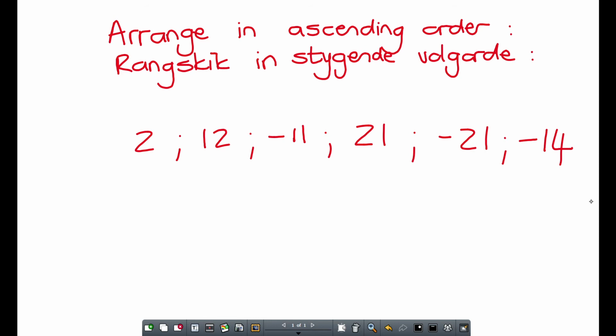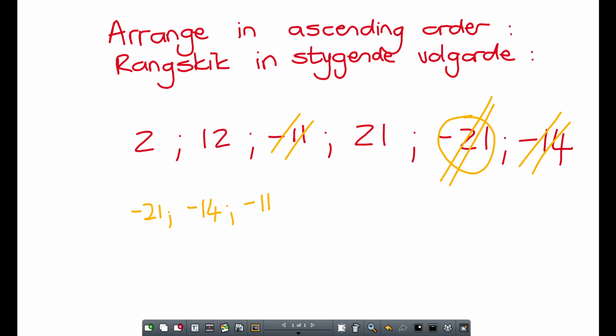Good. Okay, so just to give you guys a hint, my first number would be negative 21, want hy is die kleinste. So hy is weg. Then, the next negative number, ek het minus 14 en ek het minus 11. So wat is die kleinste tussen daai twee? Minus 14. Right. So that one is out. Then, the one just slightly bigger than that, dis dan die minus 11. Ek sien nou het ek al my negatiewe getalle.